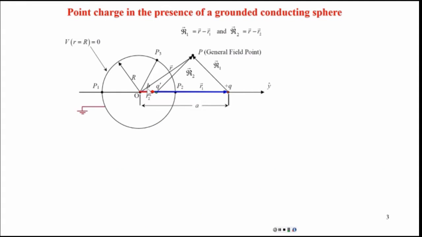To find b and q prime, we need to find the potential at 2 points on the surface of the sphere in order to get 2 equations. So we're going to pick p1 and p2, and it's much easier if we pick those points on the y-axis. Don't forget this is grounded, so therefore the potential on the sphere is equal to 0. So what do we need? Well, we just need the distances, and so q prime is a distance b plus R to p1, plus q is a distance of a plus R, and so we've pretty well set up to get the potentials.